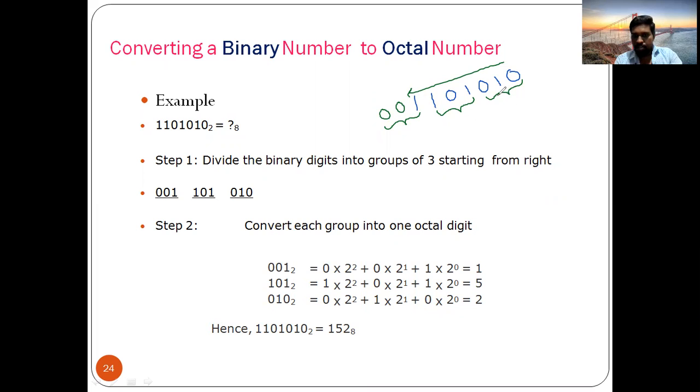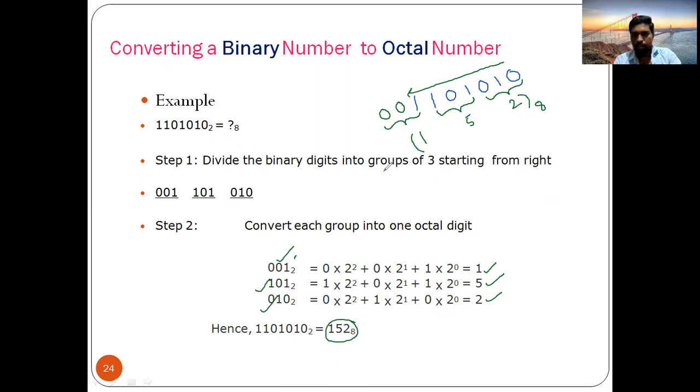Okay, now this is one binary number. This is one binary number. This is one binary number. See, 001 is one binary number. 101 is one binary number. 010 is binary. You know how to convert binary to decimal. So convert them. You will get the answers 1, 5, and 2. Therefore, 152 is the octal number we need. This is the answer of 2. This is the answer of 5. And this is the answer of 1. So combine them. 152 base 8 is the octal number we need.